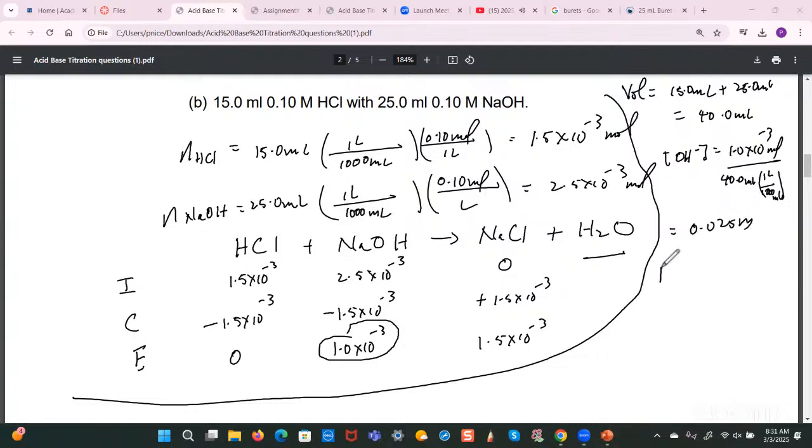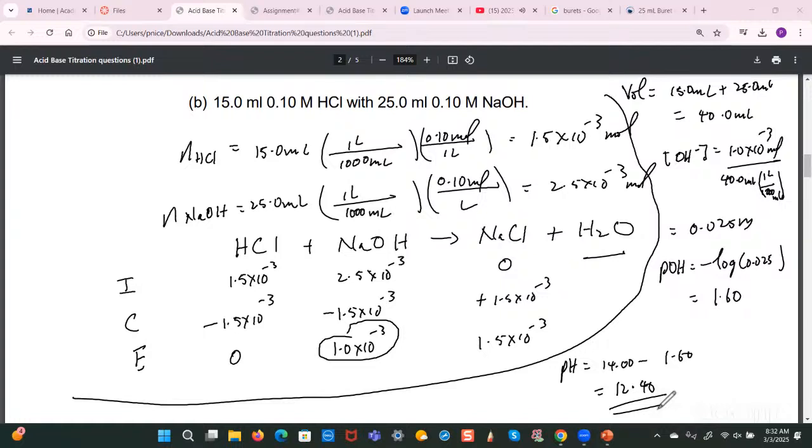So we can find the pOH, which is minus log of 0.025, which is equal to 1.60, which means that the pH is equal to what? 14.00 minus 1.60. So that would be equal to 12.40. And that would be the answer for the B part, all right?